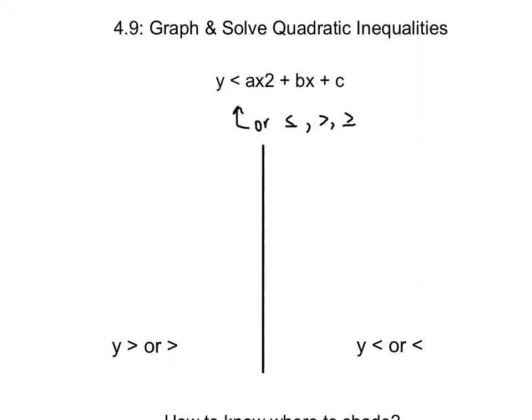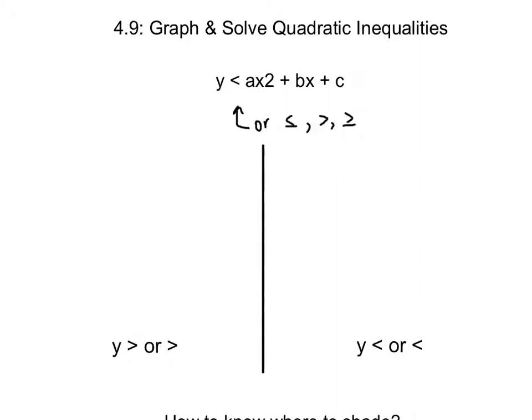Now, the standard form for a quadratic inequality is y is less than, or it could also be less than or equal to, greater than, or greater than or equal to. For the purpose of this example, I just use less than. So basically it is y is less than ax squared plus bx plus c.